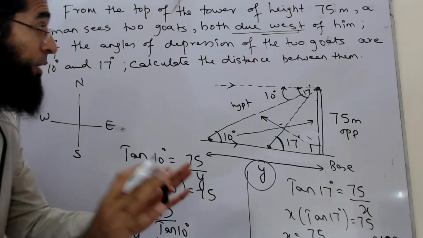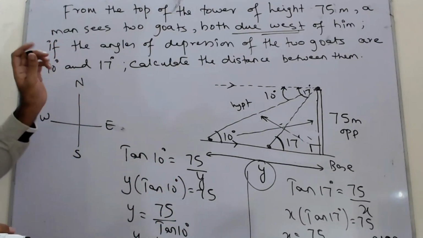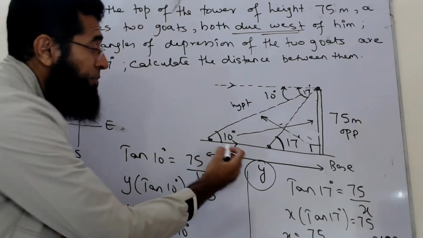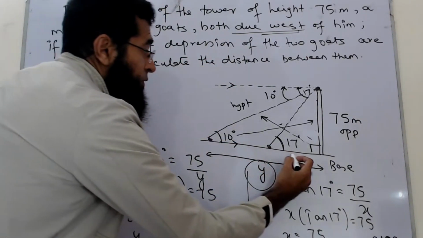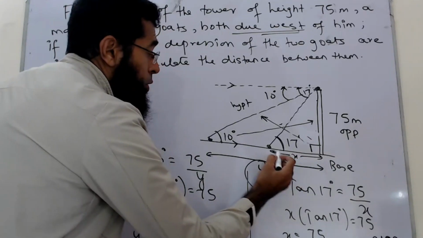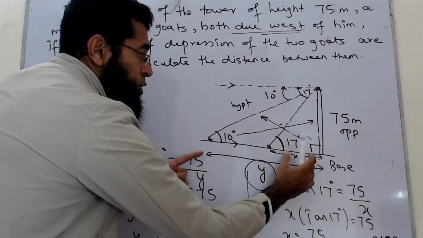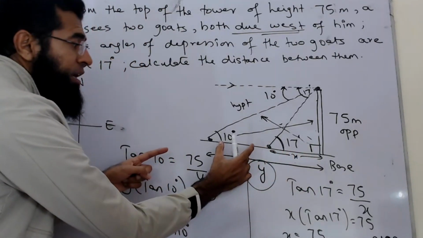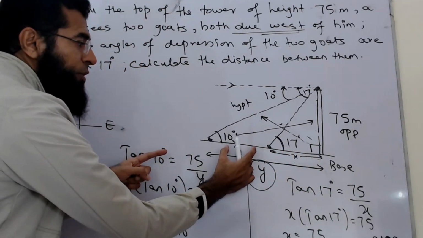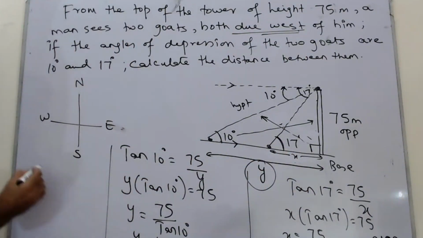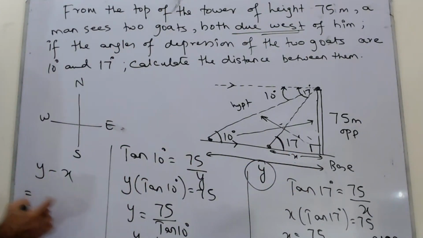Now what was the question? The question was, calculate the distance between the two goats. So this distance we've already found. So beta, अगर हम bigger distance को x से minus कर देंगे, we'll get the distance between the two goats, right? So y minus x. So we'll just write y minus x. This will be the answer.